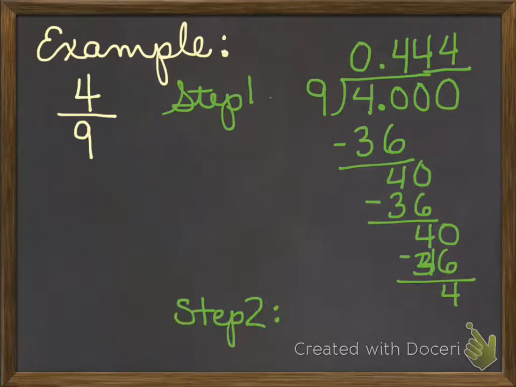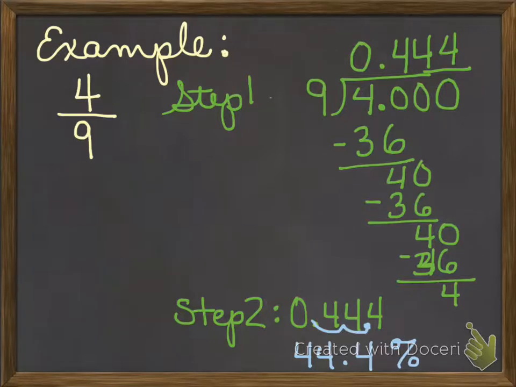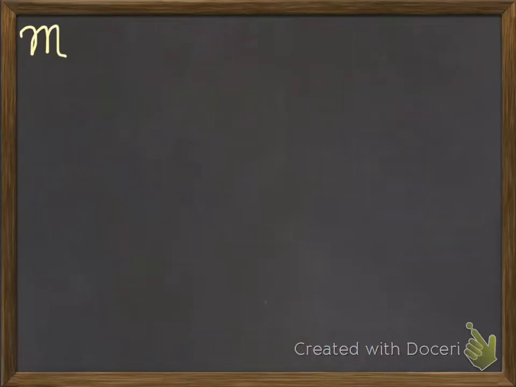Step 2, we're going to take our 0.444. We're going to move that decimal 2 places to the right. Then I rewrite my number as a percent, 44.4%. This method again always works. Here's the one that's maybe a tad easier, but it doesn't always work, so we can't always rely on it.